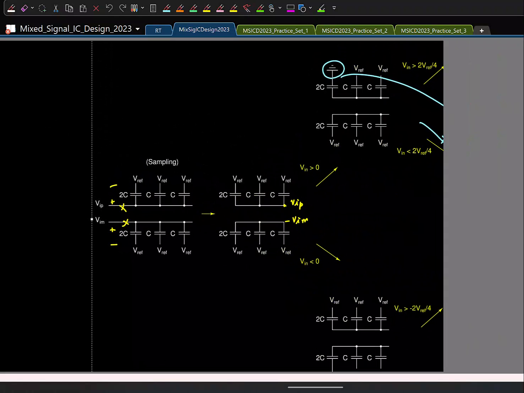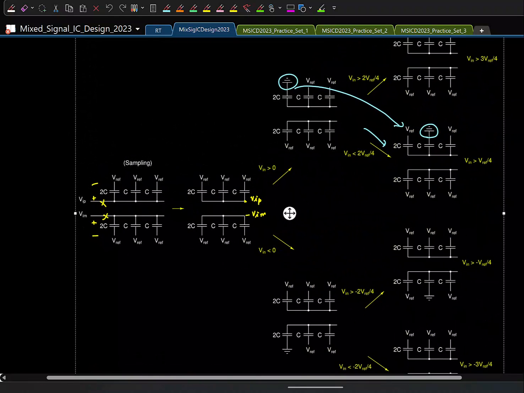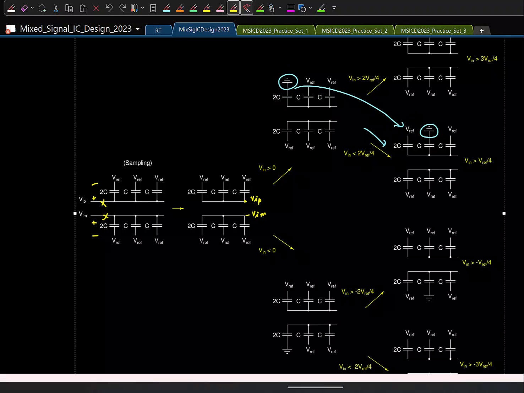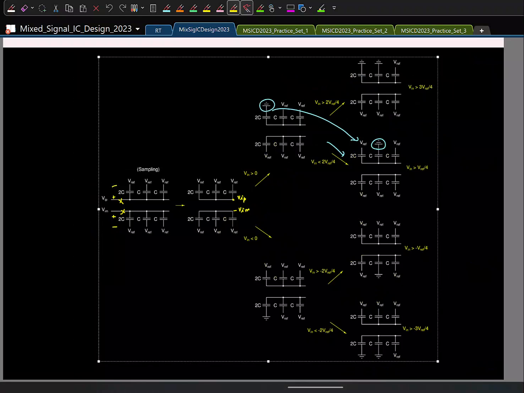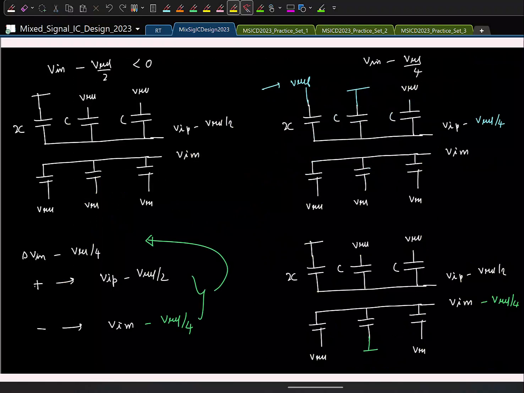But in the logic that we have seen, we do two things. We ground the kth capacitor, and if the previous comparison was 0, you go and flip the k minus 1th capacitor back to VREF. So we noted this was taking unnecessary power. So we tried to resolve this, and this eventually led to the monotonic switching scheme.